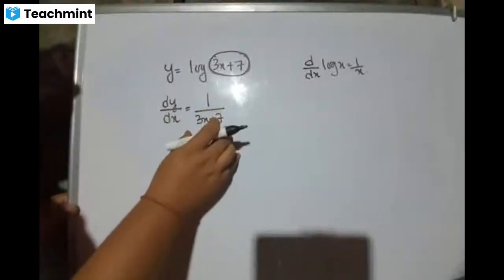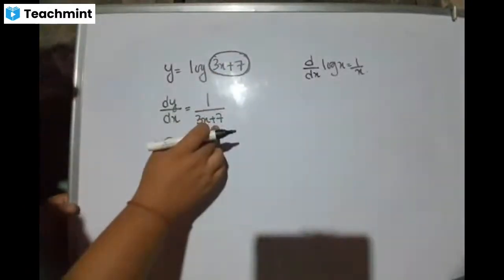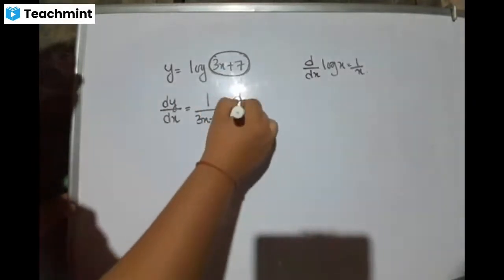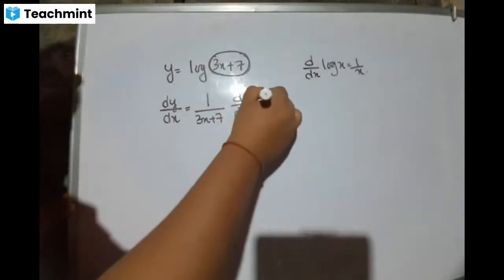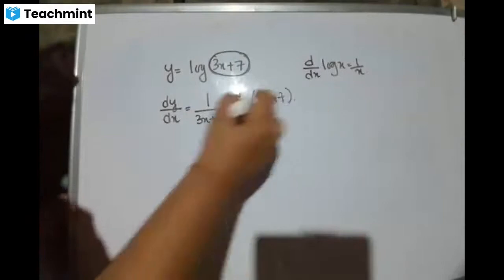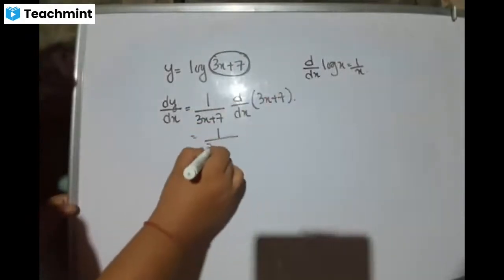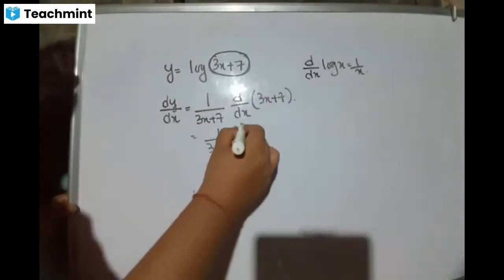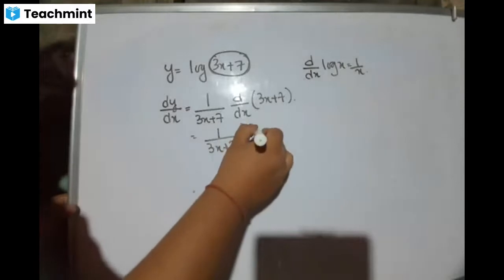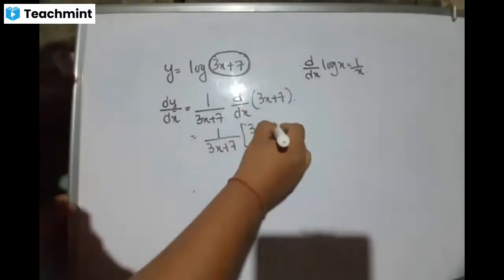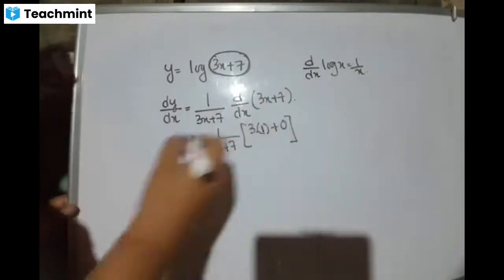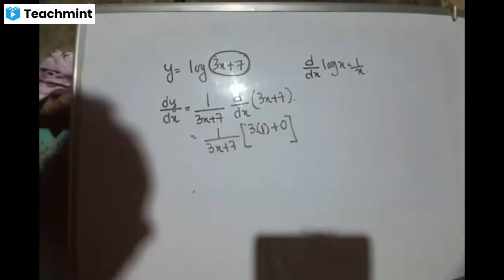This would be the formula if this was x, but this isn't x, is it? So we have to differentiate what you have assumed, that is 3x plus 7. So what do you get? 1 divided by 3x plus 7 into, 3 is a constant, comes out, derivative of x is 1 and derivative of 7 is 0. Why? Because differentiation of a constant is 0.